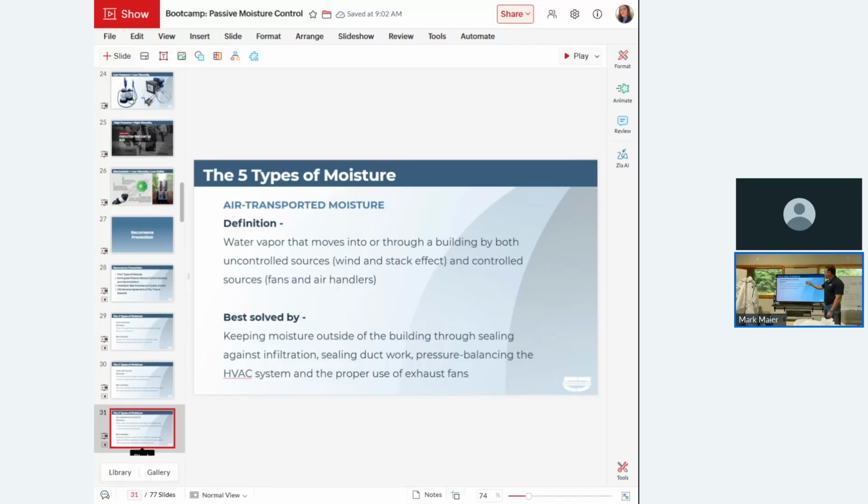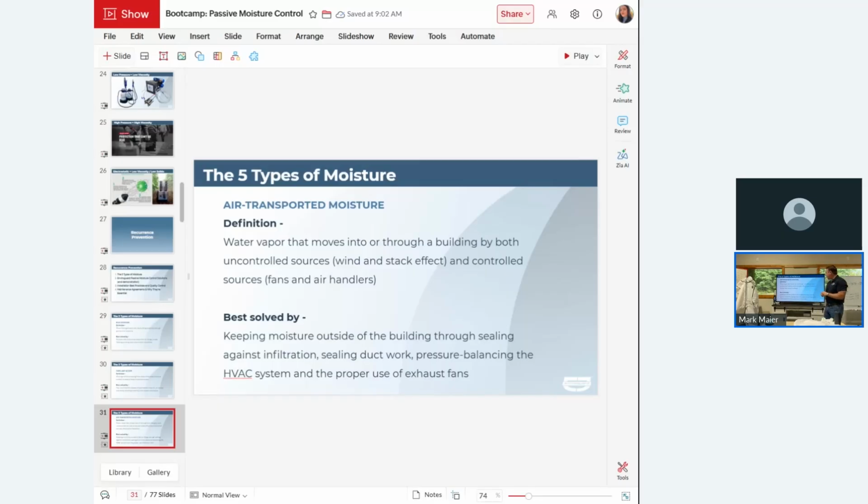Now we've got air transported moisture. What's the definition? Water vapor that moves into or through a building by both uncontrolled sources, wind, stack effect, and controlled sources like fans and air handlers. So now we've got that capillary action that moved that higher moisture content area into the lower moisture content, your slab, your foundation wall. What happens? It evaporates. Now that begins to build up in this atmosphere, and we begin to get some things like condensation forming, or we get transfer of that moisture in and through that building at this point in time, which begins to build moisture content into other areas and into other materials.